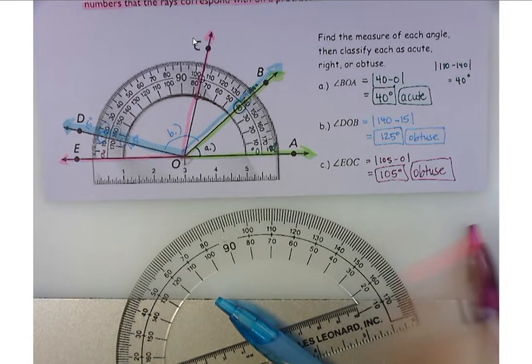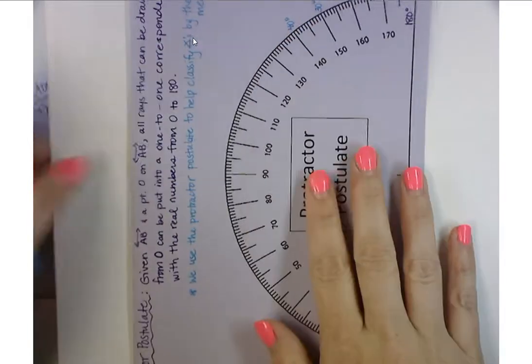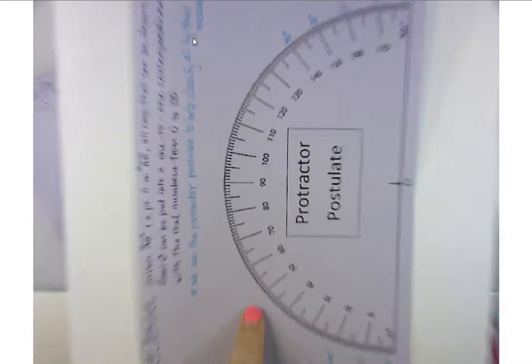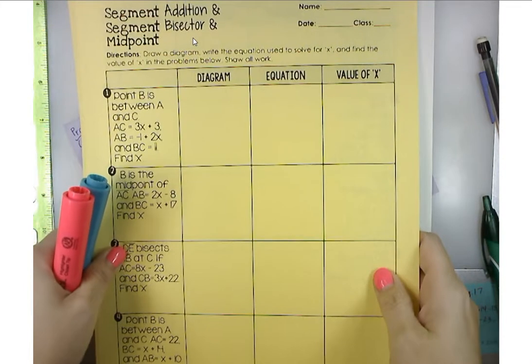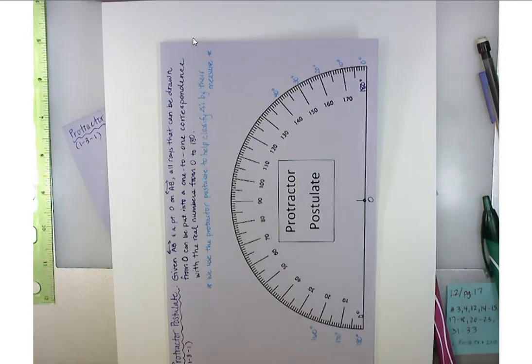All right, so for your homework tonight, what I want you to do is glue this into your notebook. You are probably going to have to glue it sideways, just like I did, on a new page. In addition to that, I am going to give you a chart that you are going to cut and paste those pink sheets onto. And then you're also going to complete those problems from your bookwork.